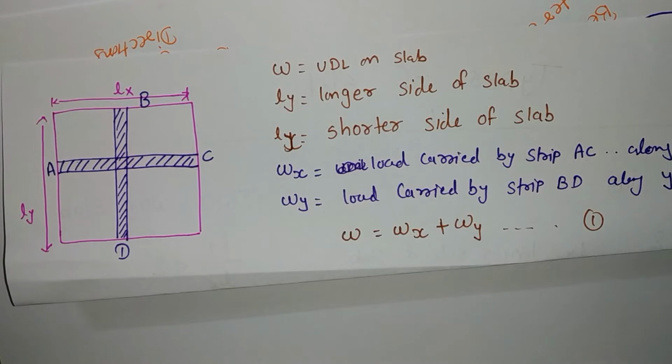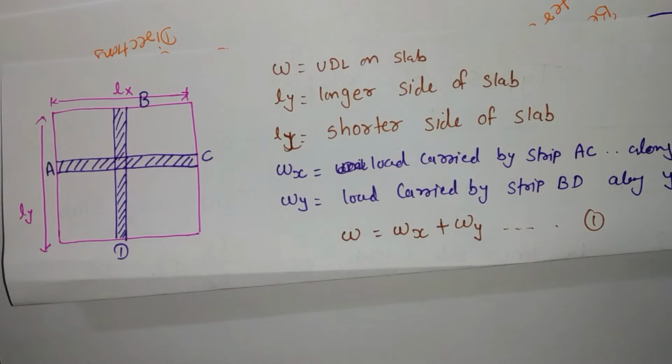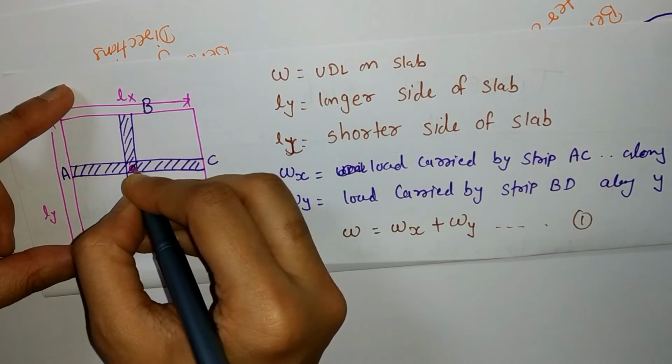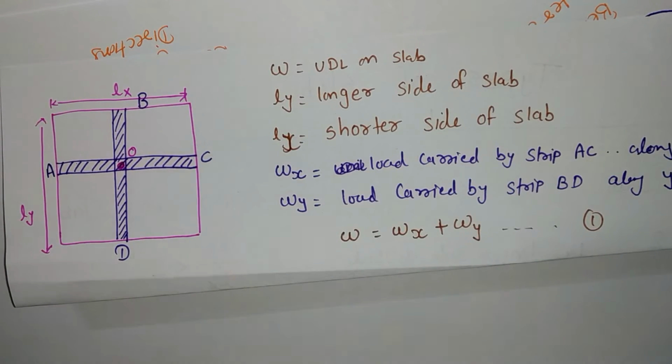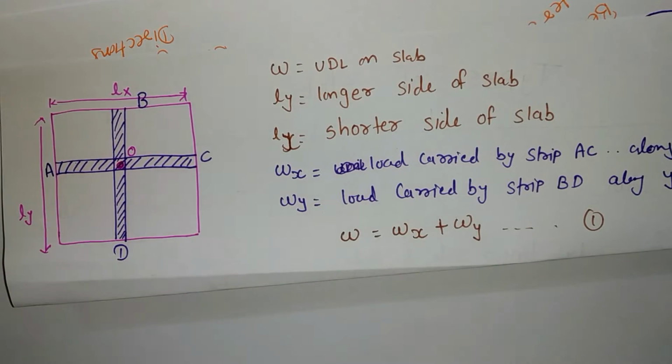Now as we know, the W load is on these two strips AC and BD. Okay, now if the load is on this particular strip, deflection will happen. Okay, so let's calculate this deflection, but at what point? At the center point. Okay, so let me take the center point and give it the name O. Okay, now we have to calculate the displacement at this particular point.